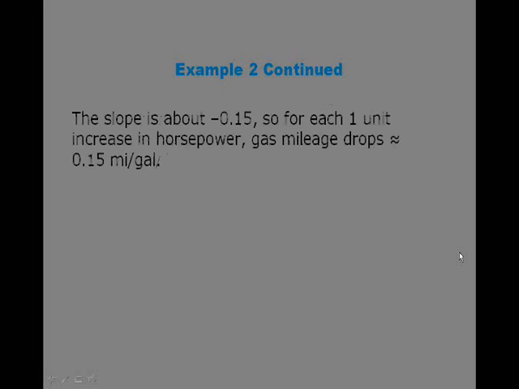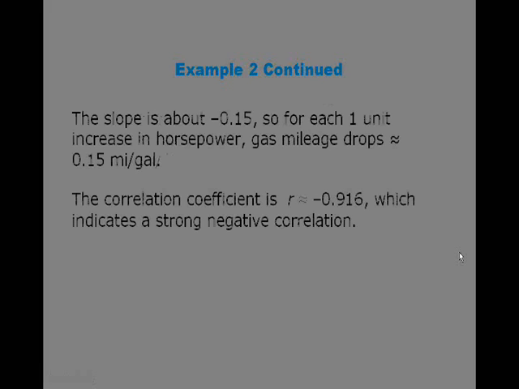So, because our line of best fit was about y equals negative 0.15x plus 47.51, that tells us that our slope is negative 0.15. So, for each 1 unit increase in horsepower, our gas mileage drops about 0.15 miles per gallon. Also, because our correlation coefficient is about R equals negative 0.916, this indicates there is a strong negative correlation.